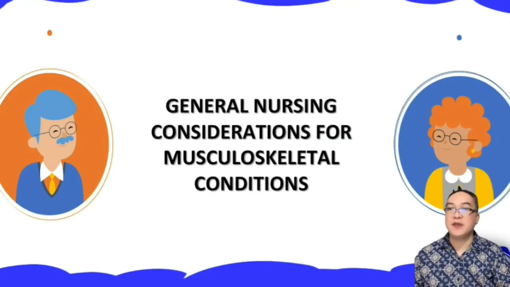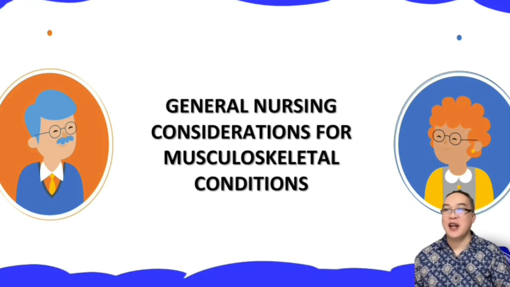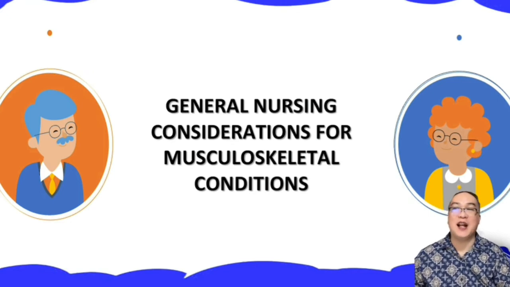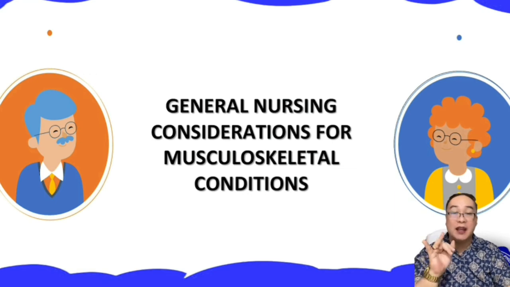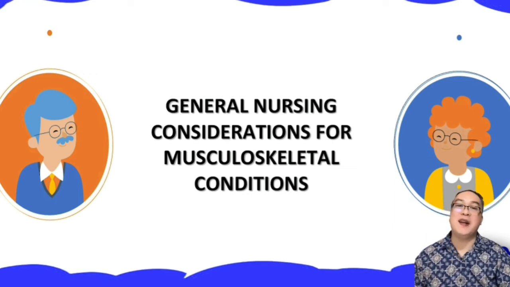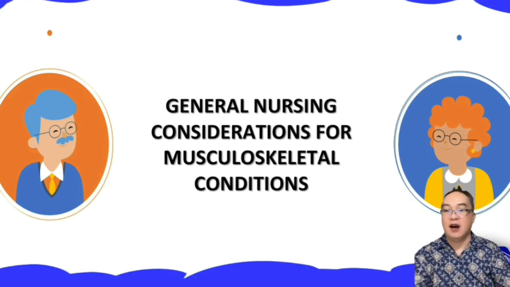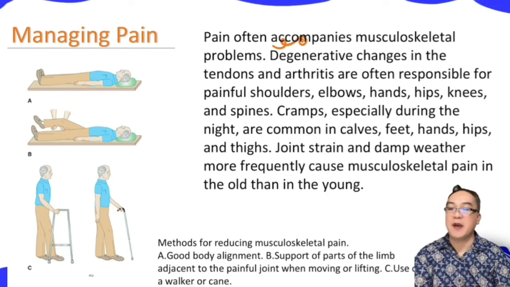Okay, so let's proceed to the general nursing considerations for musculoskeletal conditions. Okay, so we have three parts of the general nursing considerations. We will focus on managing the pain, okay, preventing injury, and we promote independence to our patient. So let's start on managing the pain experienced by your patient.